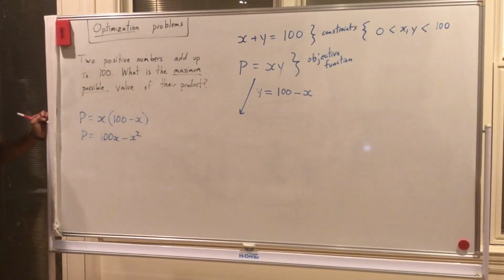When you graph p in the coordinate plane, so let's say p is your vertical axis, x is your horizontal axis, what shape is this going to take? Parabola. It's going to be a parabola. Is it going to face upward or downward? It's going to face downward. So where would the maximum value of p occur? The vertex of the parabola.